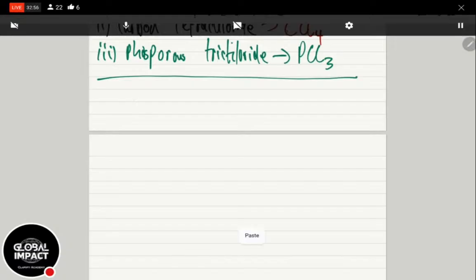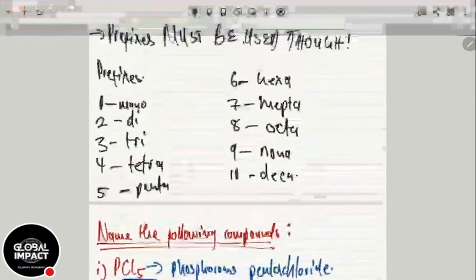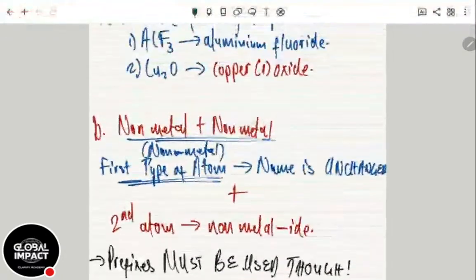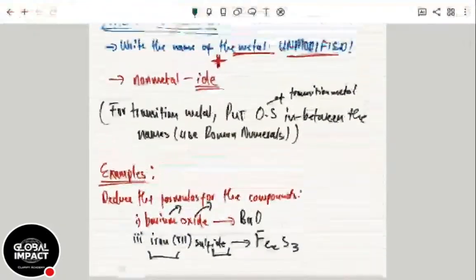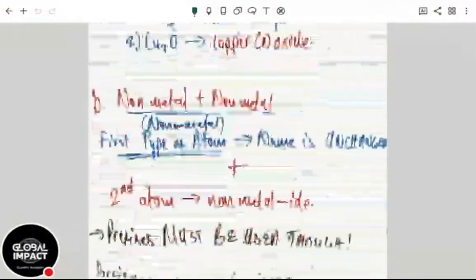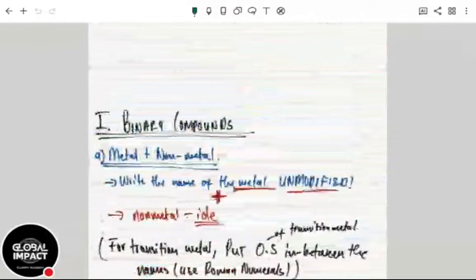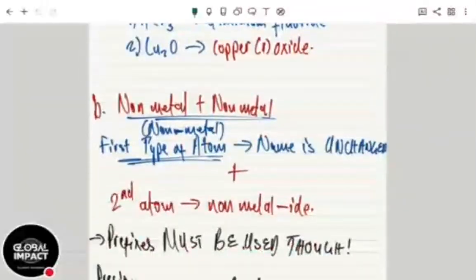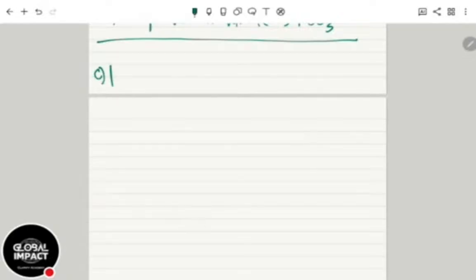Now, what are we doing now? Let's do the last part of binary. So for binary, it is into 3. Remember, binary is the first section where we are only going to be meeting 2 things, and it is into 3 parts. A, metal plus non-metal. B, non-metal plus non-metal. Then C is binary acids. This is what I wanted to tell you before I took the water break.